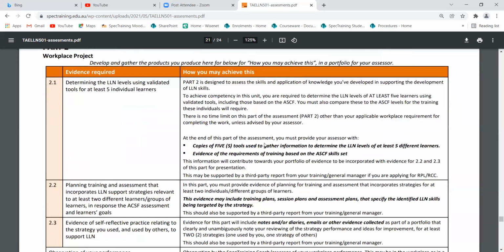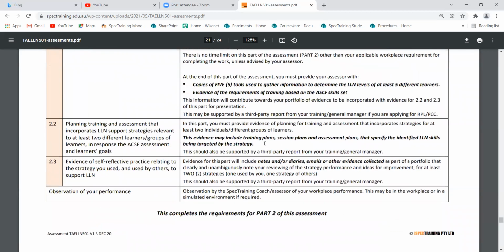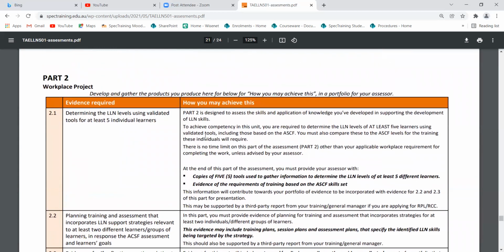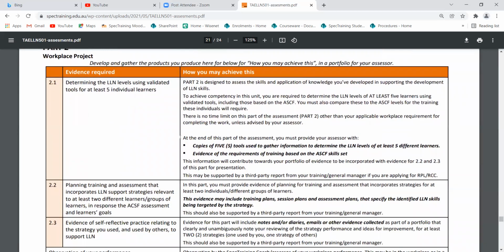Okay, so coming down, we've got the workplace project. Okay, and there's not too much to this, and you should be okay with it, but if you aren't, just let us know, and we'll give you further examples, further guidance, and even case studies if you need it. Okay, but a workplace project involves you providing evidence of the following things. Okay, so let me just read through it.